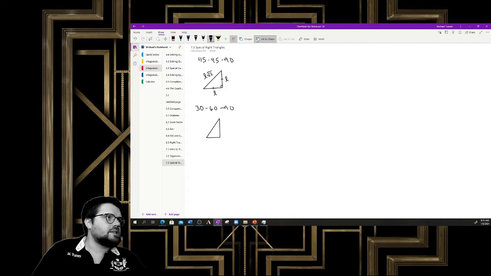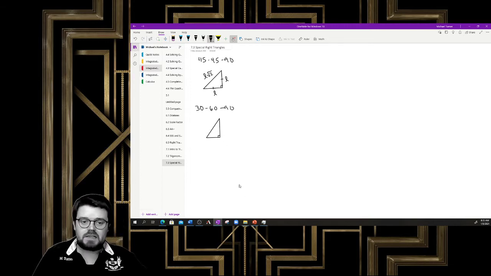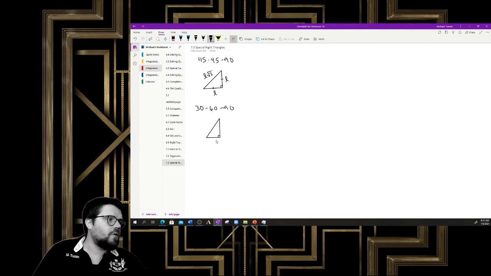But for a 30-60-90 triangle, when we go to look at these legs, because the legs are different, we'll refer to S as being the smallest leg. And because it's the smallest side, it should be opposite the smallest angle, so that's 30 degrees. This angle would be 60 degrees.